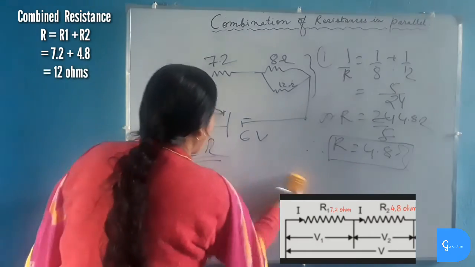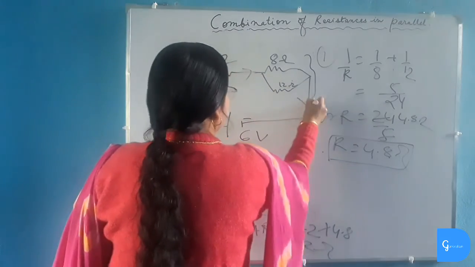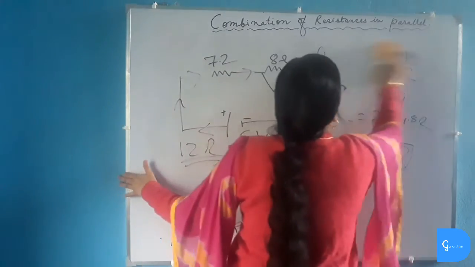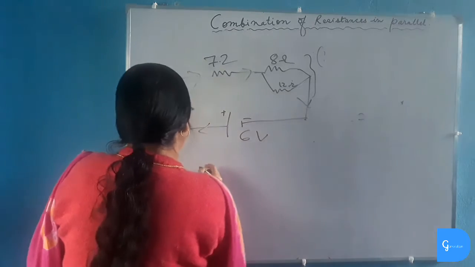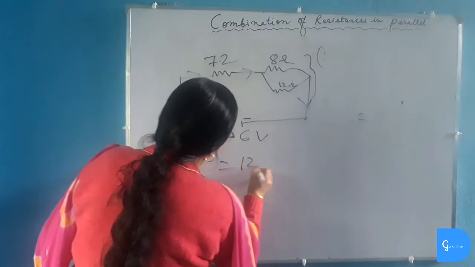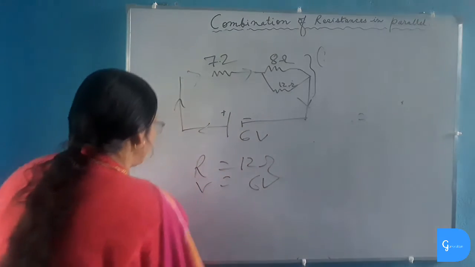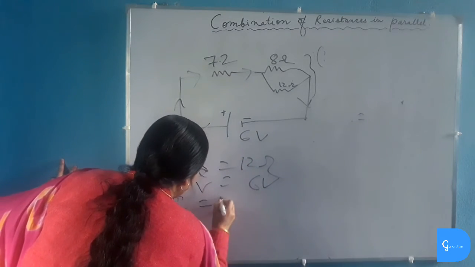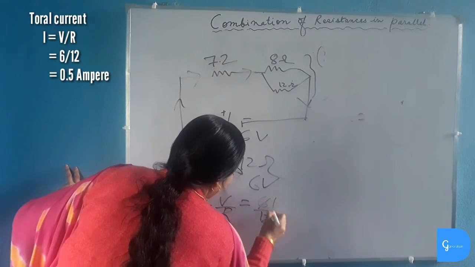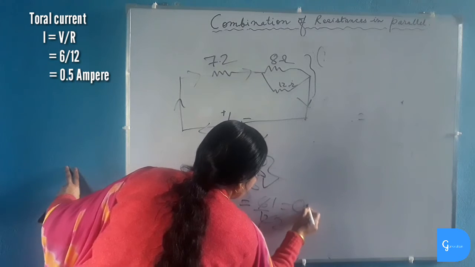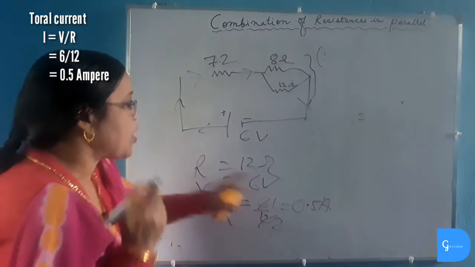Got it? And now we have to find the total current flowing in this circuit. We got total resistance R is equal to 12 ohm, and we know the voltage V is equal to 6 volt. So the total current I will be V by R, that is 6 by 12 or half, is equal to 0.5 ampere. So the total current flowing through this circuit is 0.5 ampere.